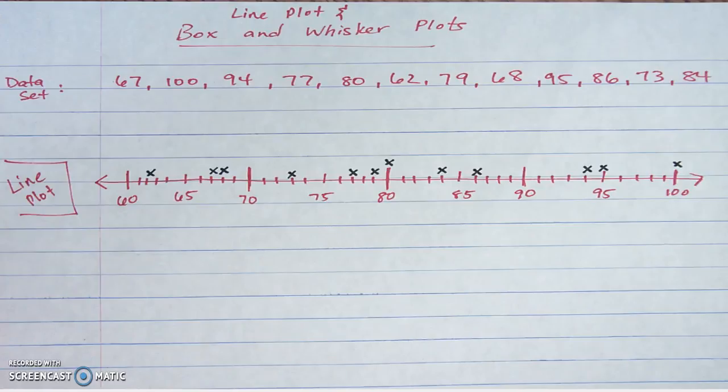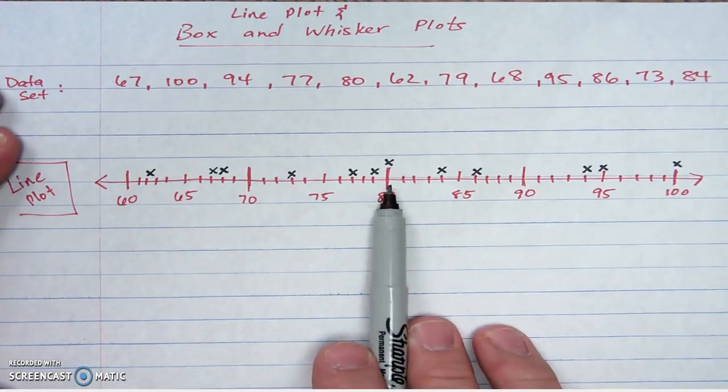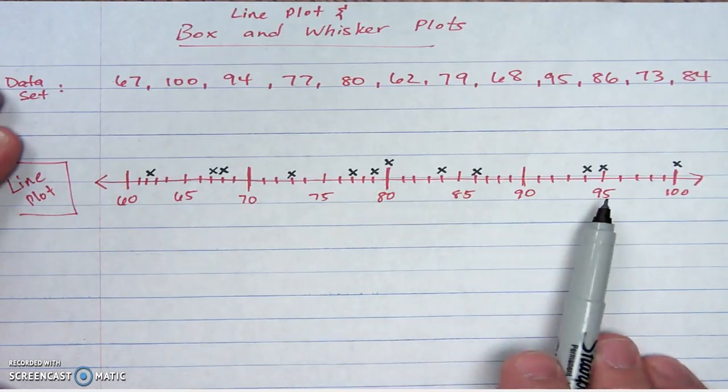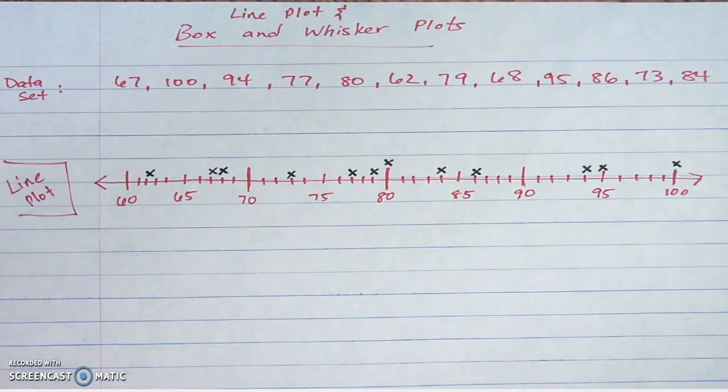We can also do some things like describe the shape of the distribution, which you will take a look at in a different video, but I would say that this data is pretty symmetrical. I have 80 looks to be about in the center, and there's an equal number or almost an equal number of data points on either side of it, and they are pretty evenly spread apart. So I would say this is a pretty symmetrical set of data.